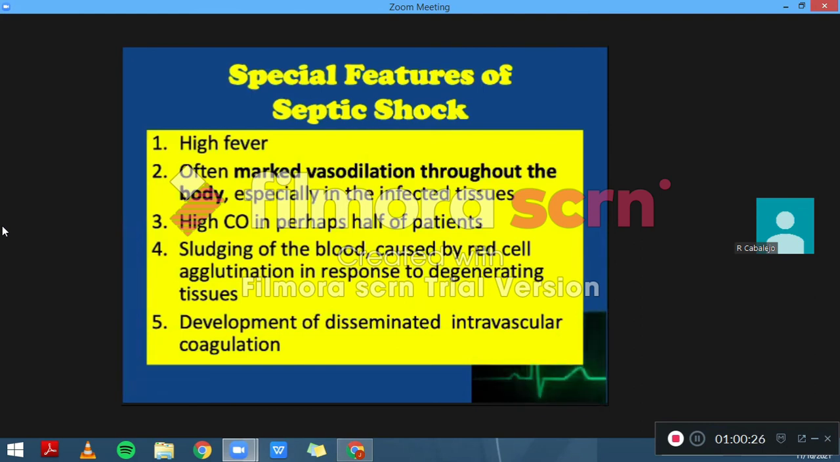Usually in septic shock, there is high fever, it's inflammatory. And then you often have marked vasodilation throughout the body, especially in the infected tissues. This is also a high cardiac output kind of shock, especially in the earlier stages. And then you have also prominence of sludging of your blood caused by red cell agglutination in response to your degenerating tissues. And then this form of shock also is prone to developing DIC, or disseminated intravascular coagulation.